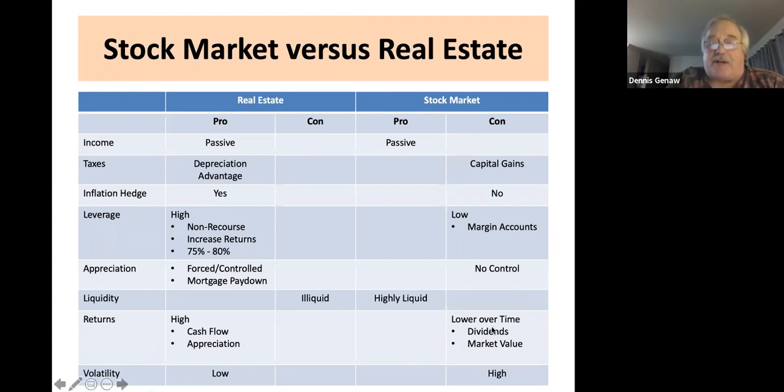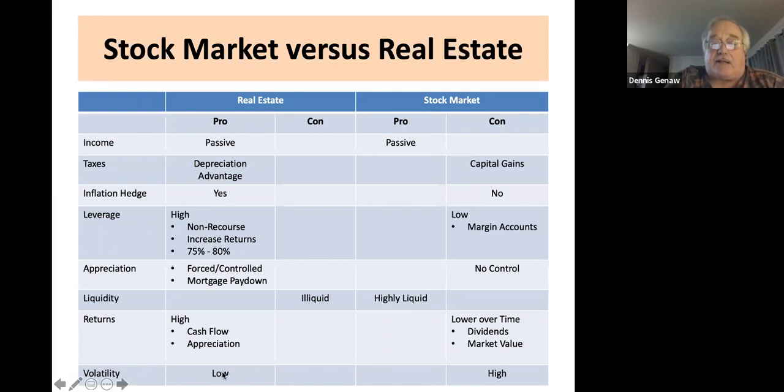There are some returns on the stock market side, but it's lower. If you buy dividend paying stocks, you'll see those returns. Otherwise, the only returns you can get is if you see the market value of your stock go up. And we're going to talk a little bit more about that here shortly.